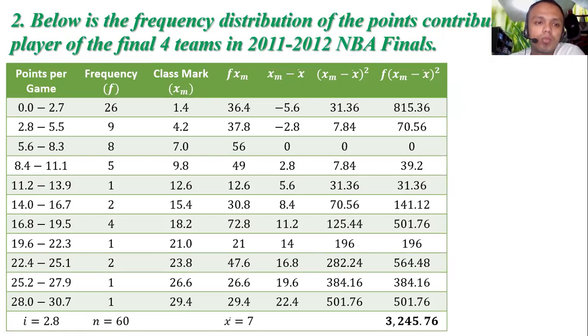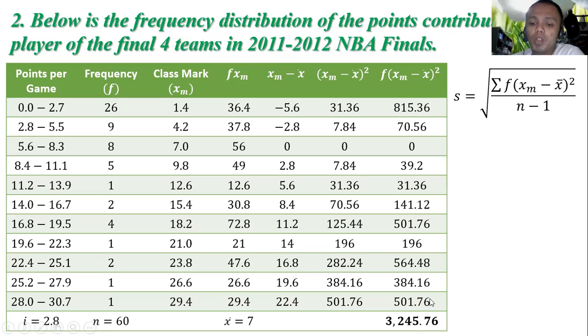Next, below is the frequency distribution of the points contributed per player of the final four teams in the 2011-2012 NBA finals. These are the points, this is the frequency, and I have computed everything: the class mark, the product of the class mark and frequency, and this one is the mean, then the deviation, the square deviation, the product of frequency and square deviation, and the summation.